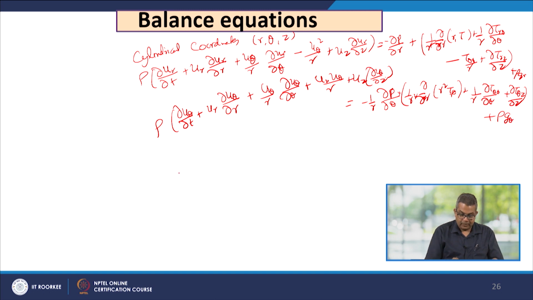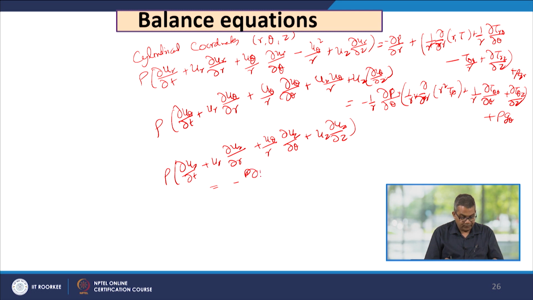Rho (del uz over del t plus ur del uz over del r plus u theta over r del uz over del theta plus uz del uz over del z) is equal to minus del p over del z plus 1 over r del (r tau rz) over del r plus 1 over r del tau theta z over del theta plus del tau zz over del z plus rho gz.